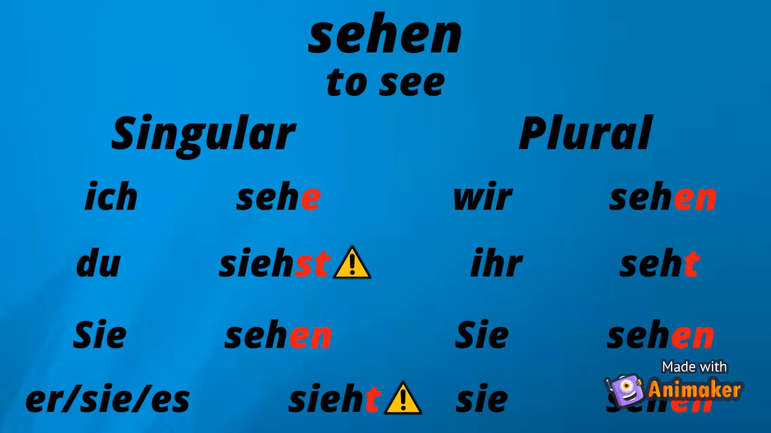Here is the next verb. Sehen. That means to see. Ich sehe, du siehst, er/sie/es sieht, wir sehen, ihr seht, Sie sehen, sie sehen. Here, in the conjugation of du and er/sie/es, the E changes to IE.